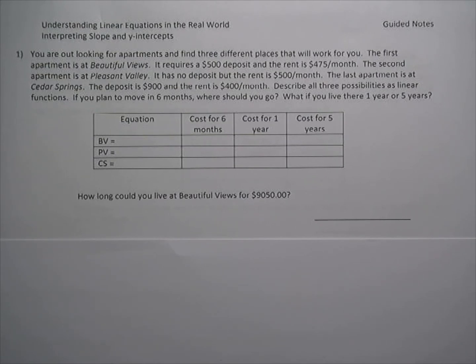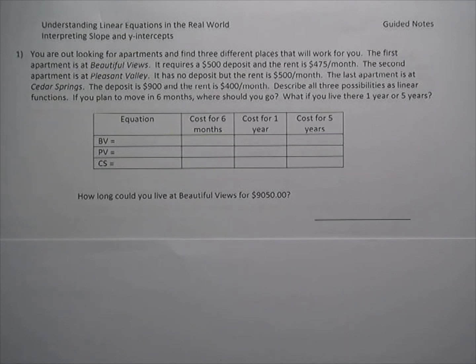The first example says you are out looking for apartments and find 3 different places that will work for you. Okay. And so my best advice when it's presenting a whole bunch of information for you is to either underline or highlight the information they give you. Okay. So that's what I'm going to do as I go along.